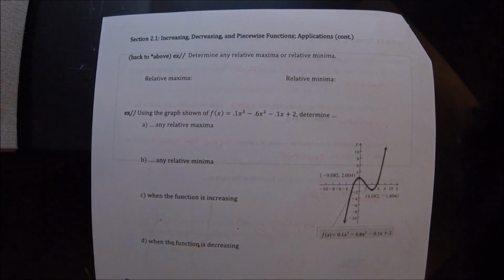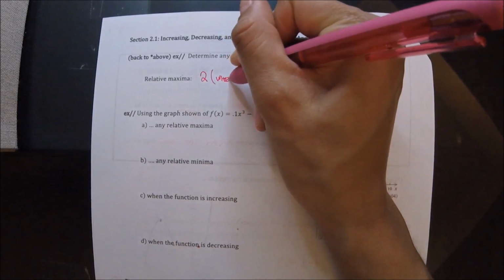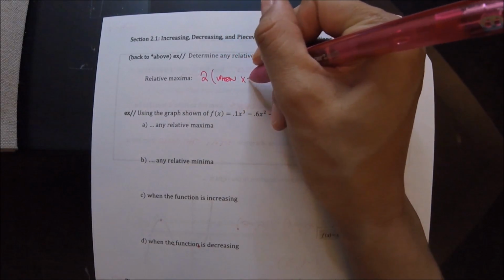So let's write that in. The relative maxima turned out to be 2 when x equals 5.